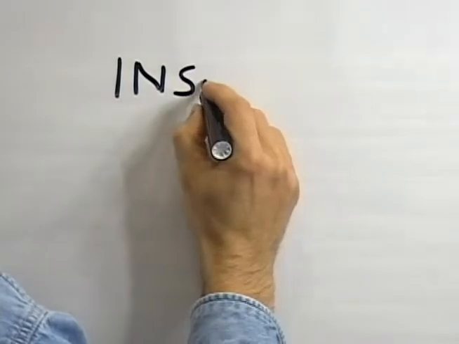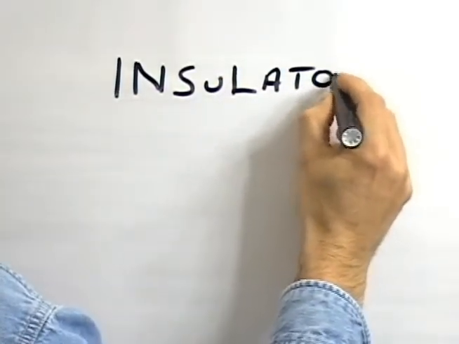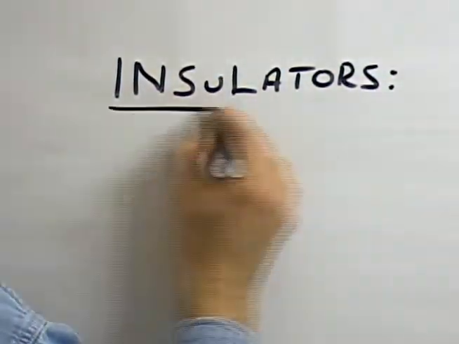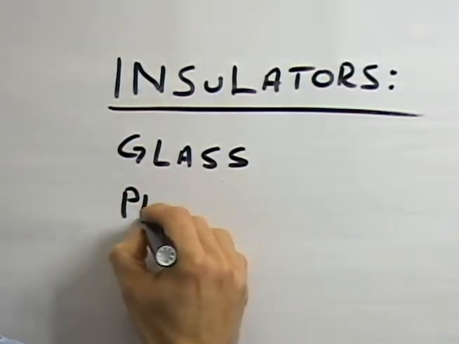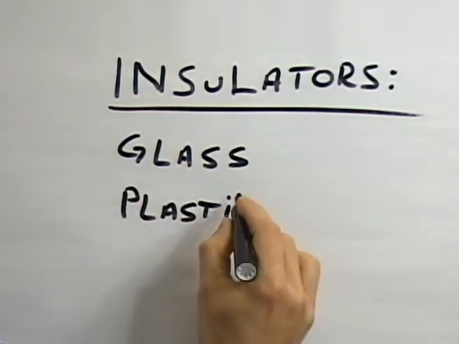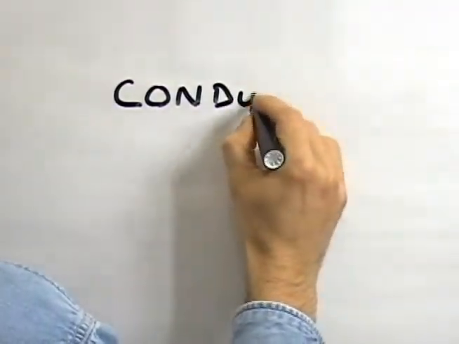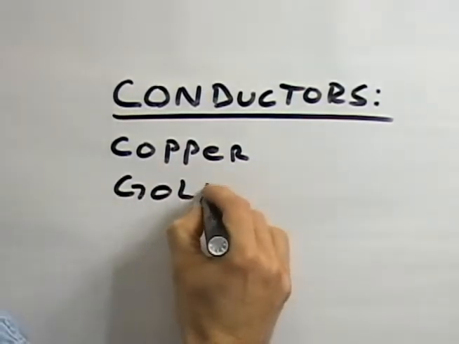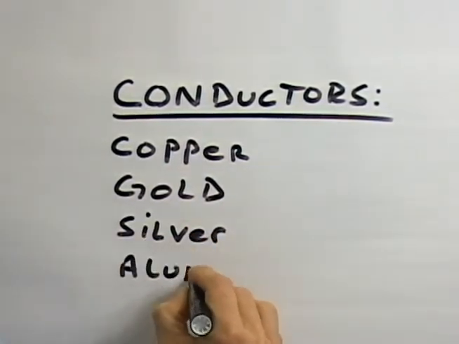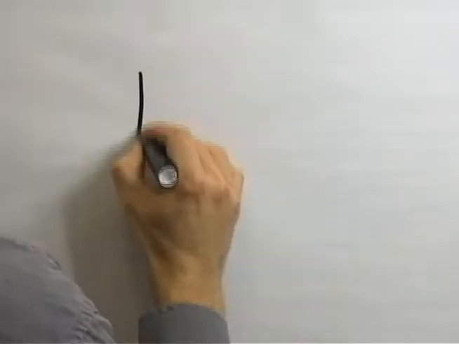This raises an interesting point. Some materials are made up of atoms that don't easily give up an electron to a neighboring atom. We call these materials insulators. Good examples of insulators are plastic and glass. Materials that are made up of atoms that freely give up their electrons are called conductors. Good examples of conductors are copper, gold, silver, and aluminum.